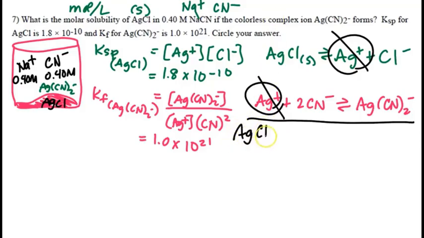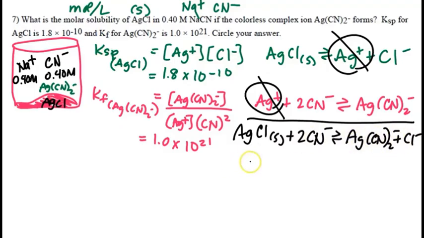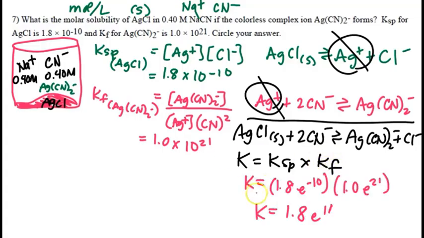So AgCl solid plus 2CN- is in equilibrium to form Ag(CN)2- plus Cl-. And this overall reaction is now going to have its own overall equilibrium constant, which is going to be K, which is equal to multiplying your Ksp value times your Kf value. So overall K is going to equal 1.8 times 10 to the negative 10 multiplied by 1.0 times 10 to the 21. When I multiply these two numbers together, I get 1.8 times 10 to the 11. So this is now my K value for my overall expression.